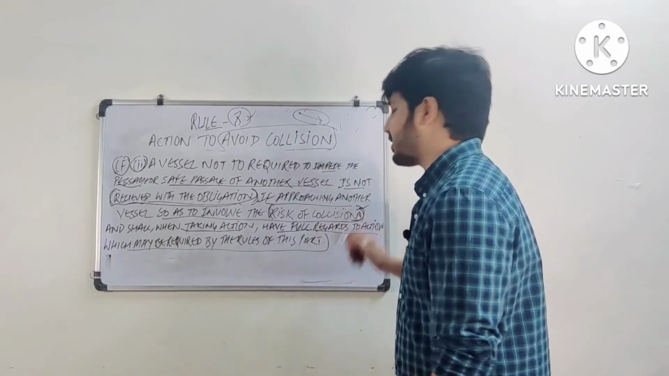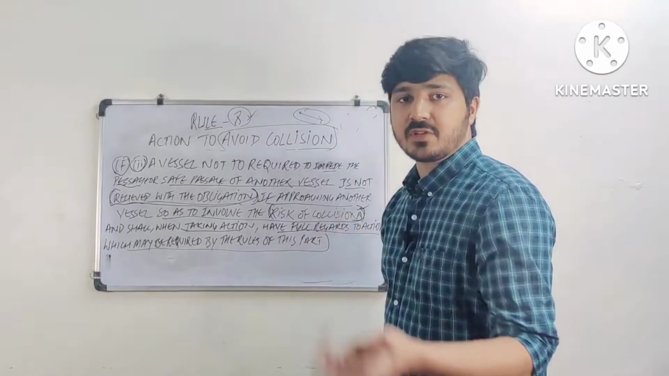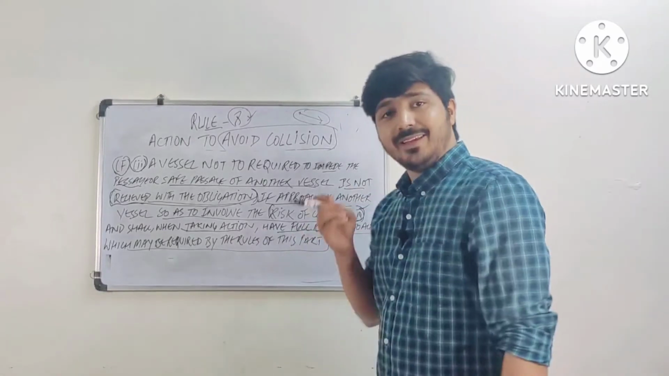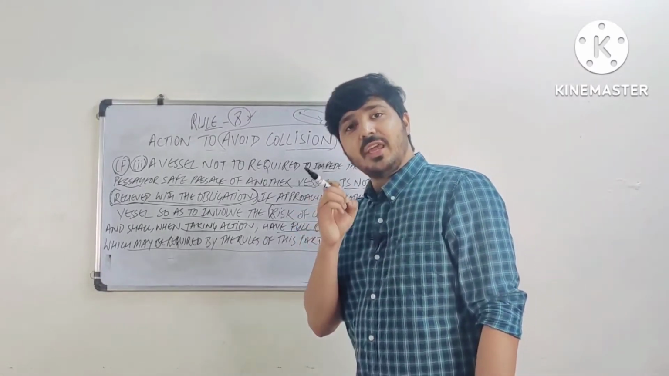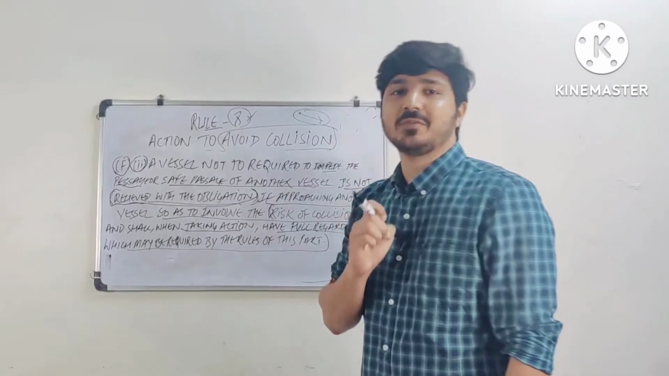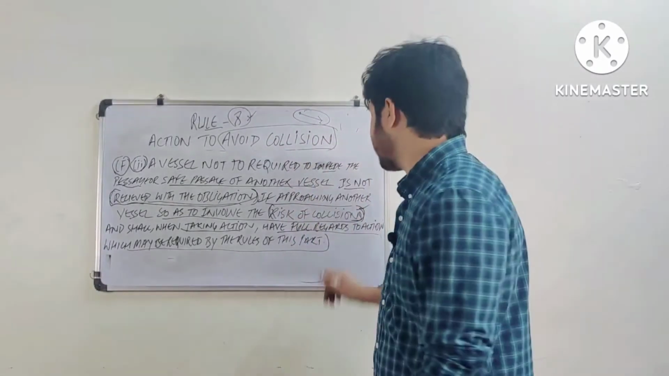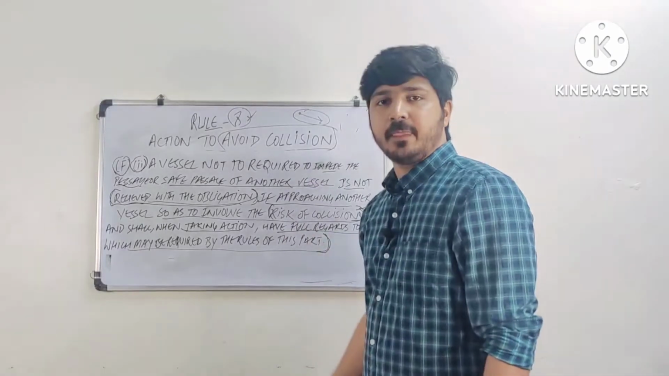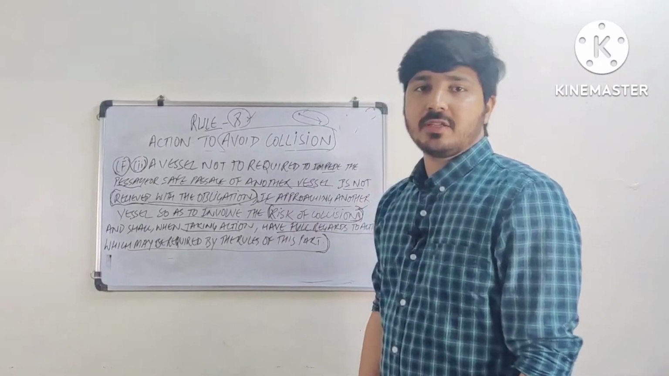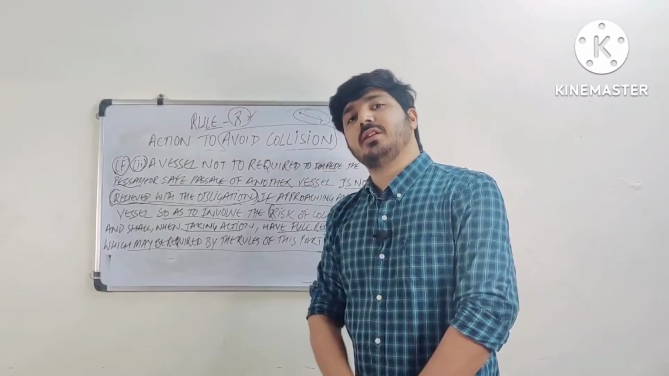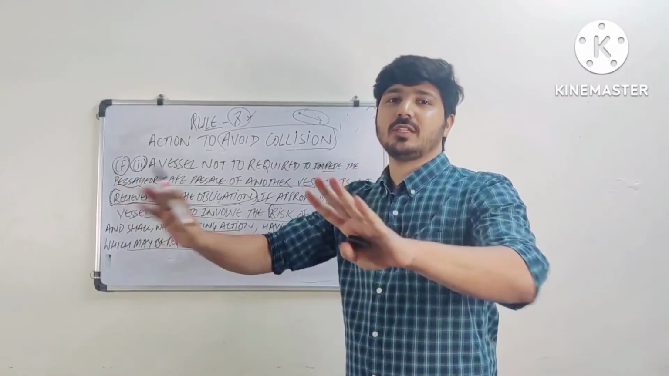Now the risk of collision has occurred. They have to take action, obviously, to avoid the collision, and the action which they take should be as per the rules of the road, as per the collision regulations. That is what they are telling. So basically, first you take the early action to avoid any close quarter situation. You give the sea room to the other vessel and then proceed.